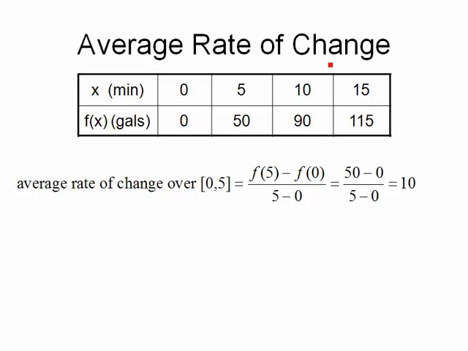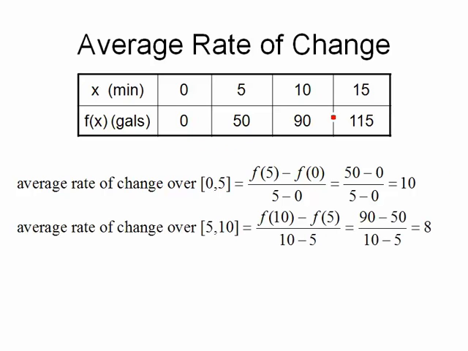First, let's look at the interval from 0 to 5. We're going to do f of 5 minus f of 0 over 5 minus 0. f of 5 is 50. f of 0 is 0, so we need to do 50 minus 0. And we're going to divide that by b minus a, which in this case is 5 minus 0, and we get 10. And remember, the units are gallons per minute, so over that interval, the leak is averaging 10 gallons per minute.